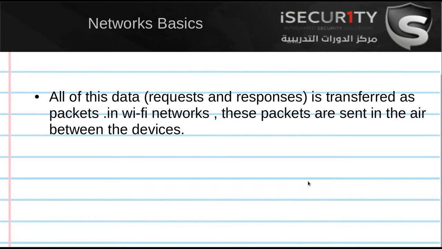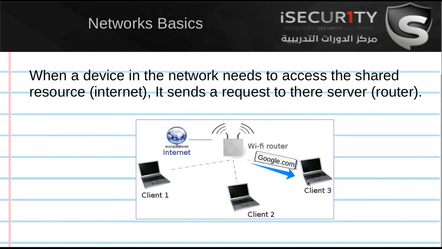Now all of this data, requests and responses, is transferred through packets. So you can imagine all these arrows are a number of packets being sent between the clients and the router. And in Wi-Fi networks, these packets are sent into the air, so they're broadcast. And if you're within range of these packets, then you can just sniff them, capture them, and read them, and you'll be able to see the information in there.